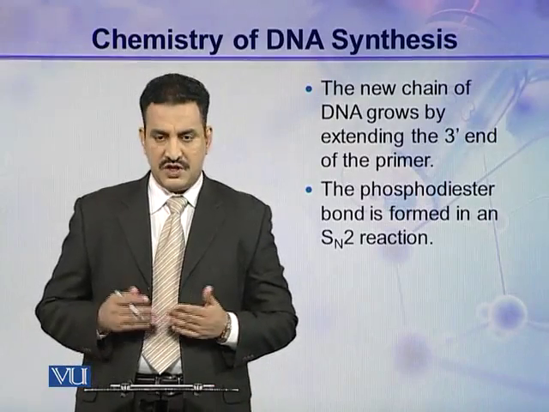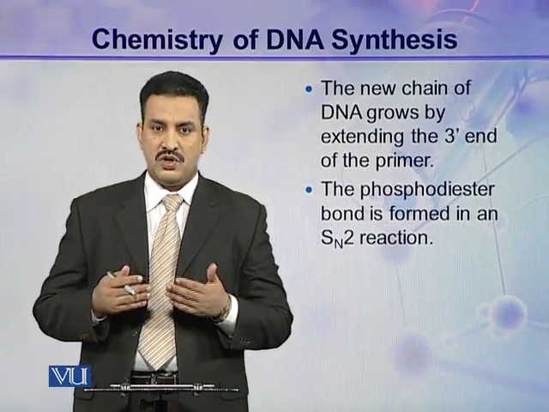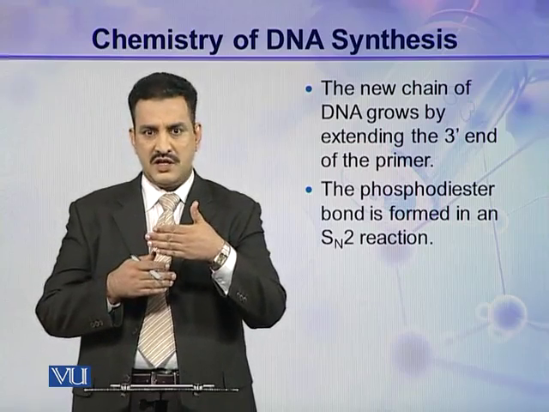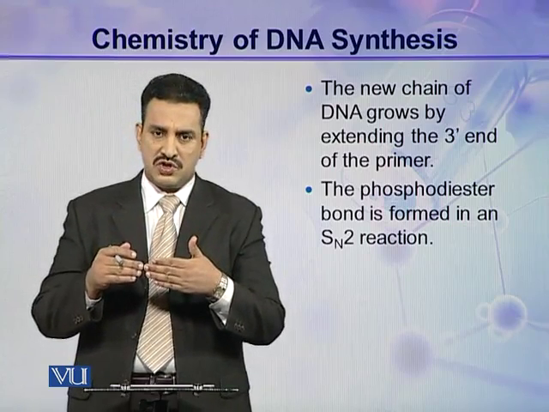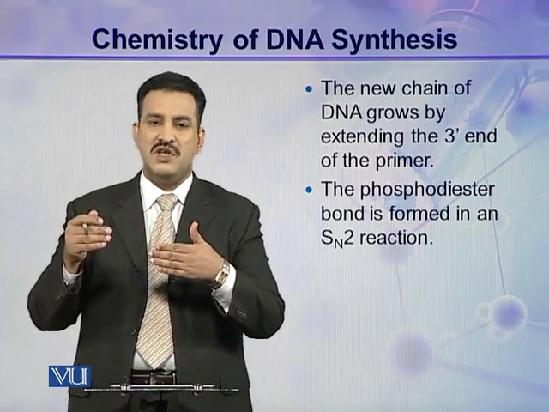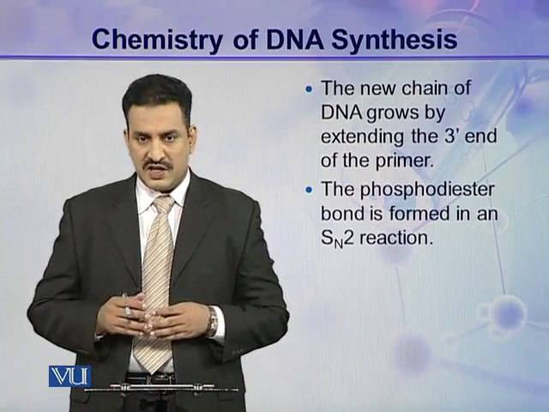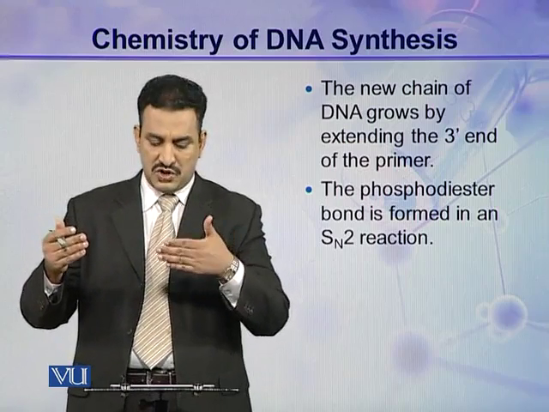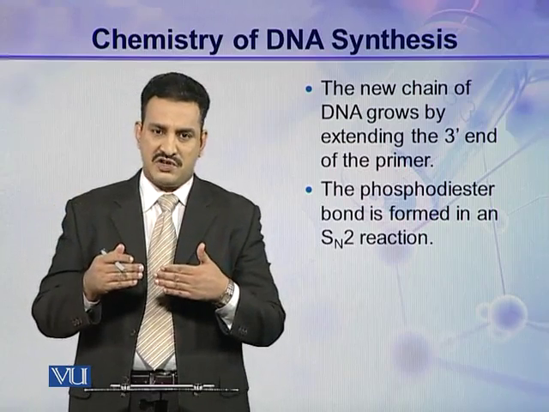The new chain of DNA grows by extending the 3' end of the primer. As you have seen, in a primer template junction, one primer is present and the primer has one end which is the 3' end. So the synthesis of the new strand will continue on this side of the primer, that is on the 3' end of the primer. The phosphodiester bond is formed between the existing nucleotide and the newly coming nucleoside triphosphate.